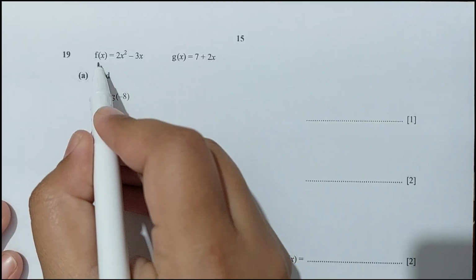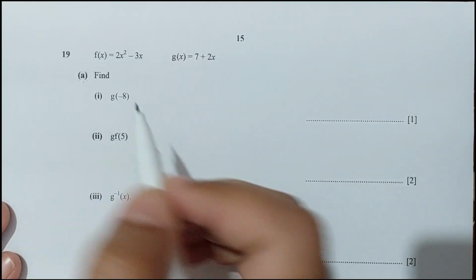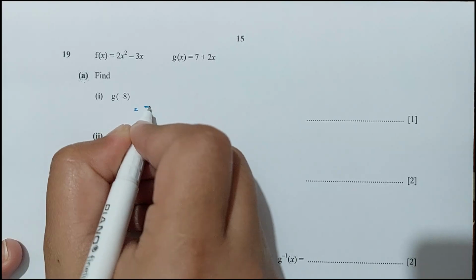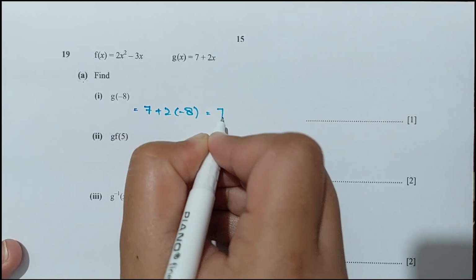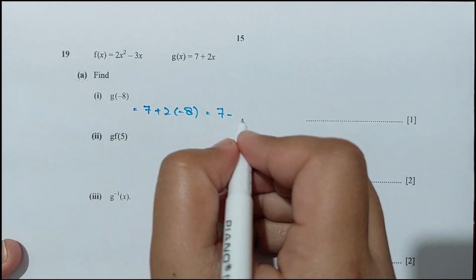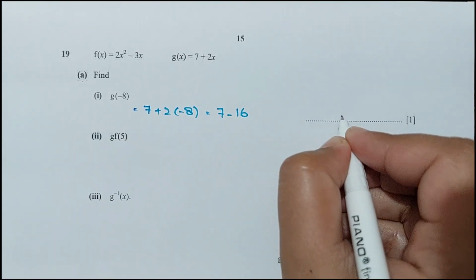Question number 19, we have the function f of x and g of x. Part A, we have to find number 1, g of negative 8. This would be 7 plus 2 into minus 8. This is 7 minus 2 times 8, which is 16. From 7 take away 16 is negative 9.